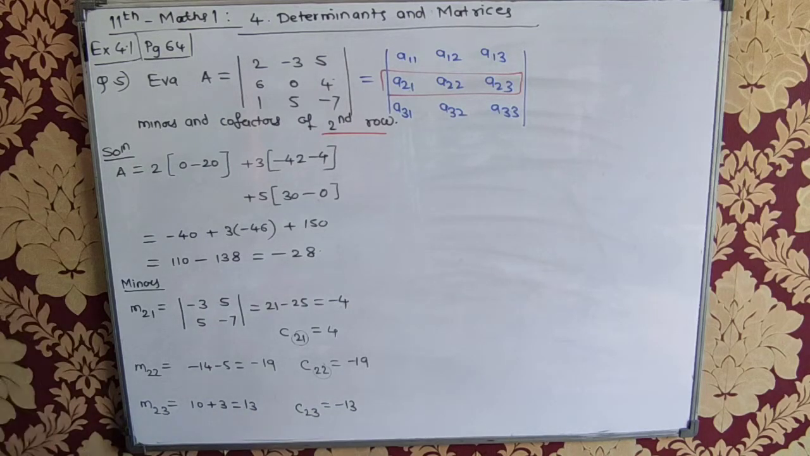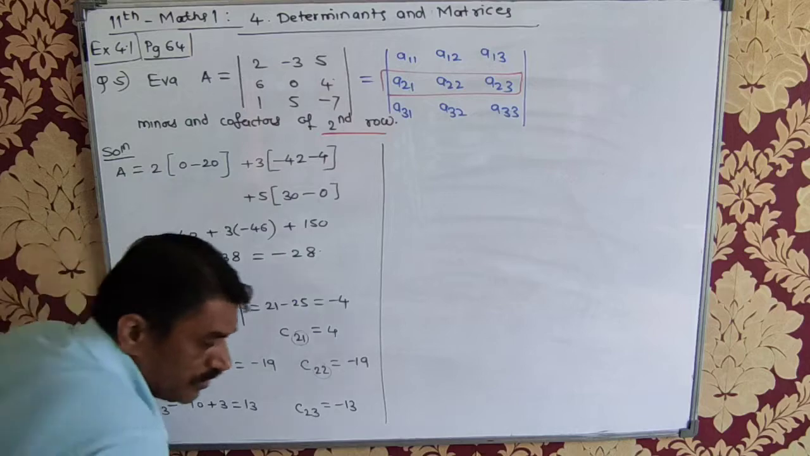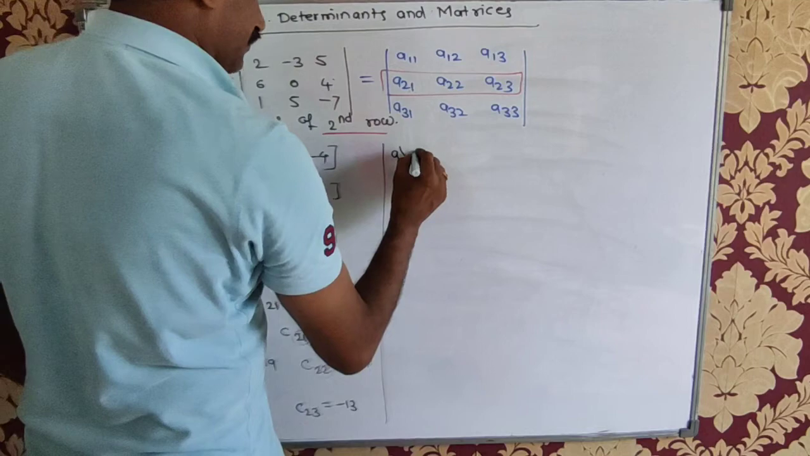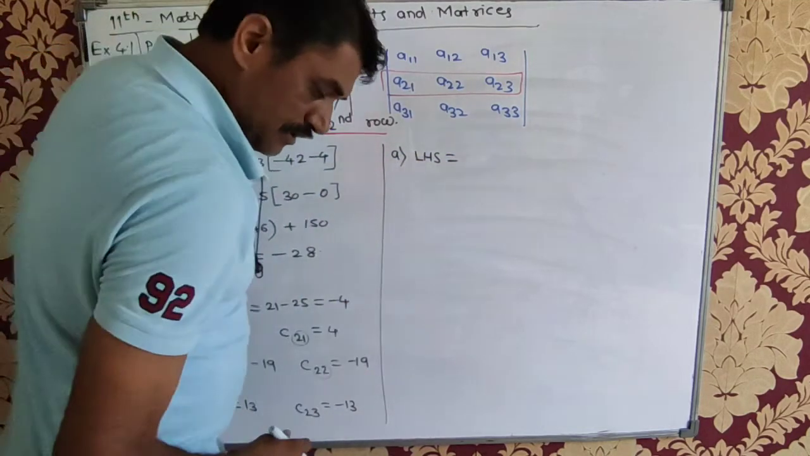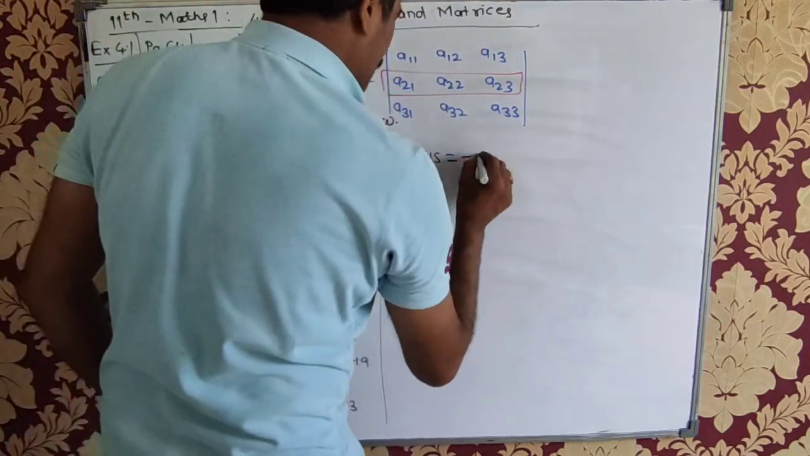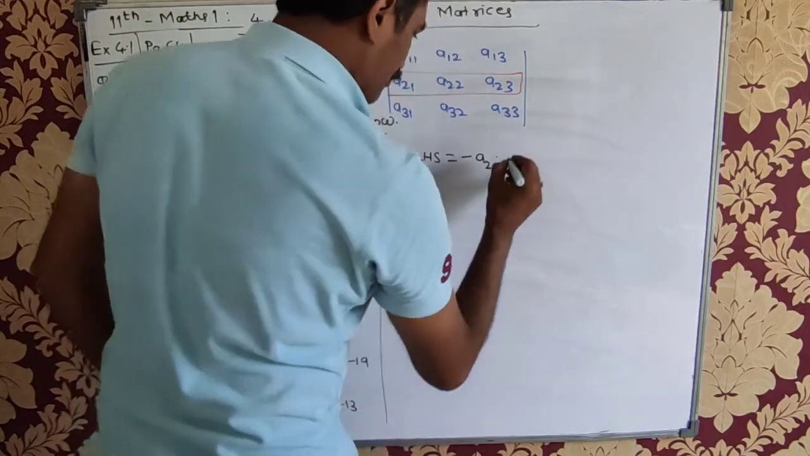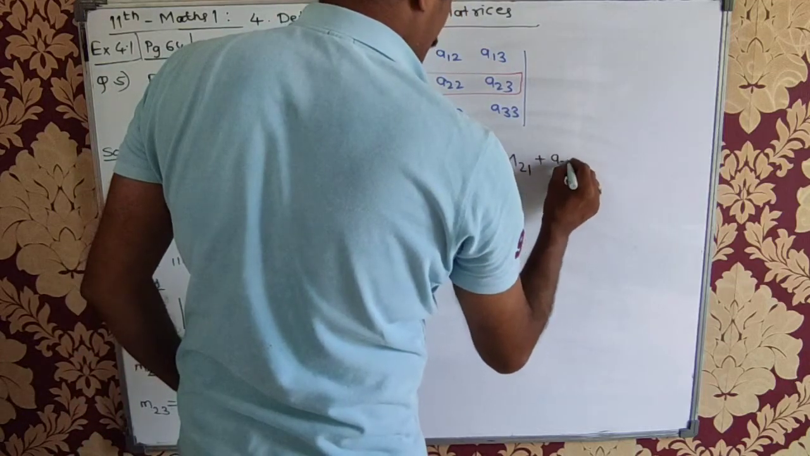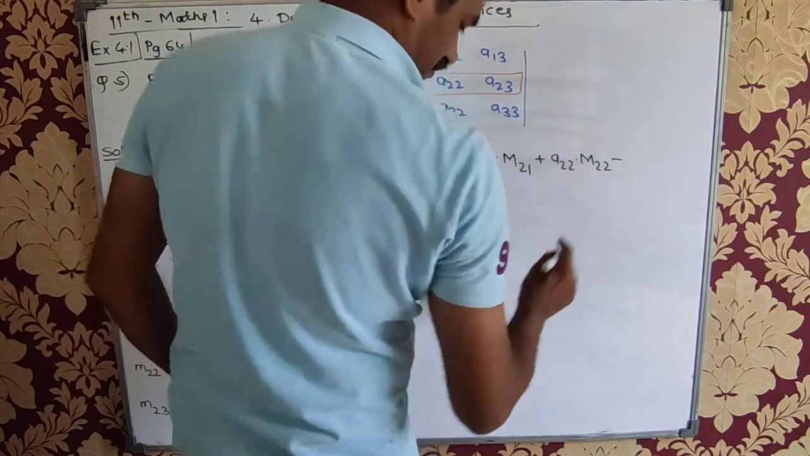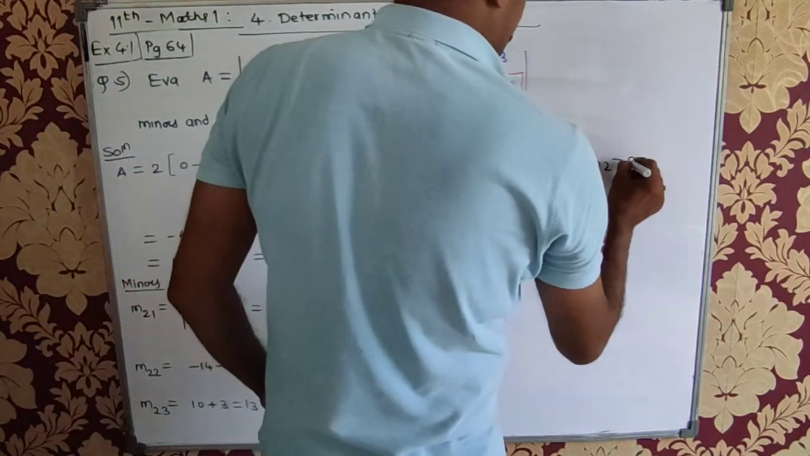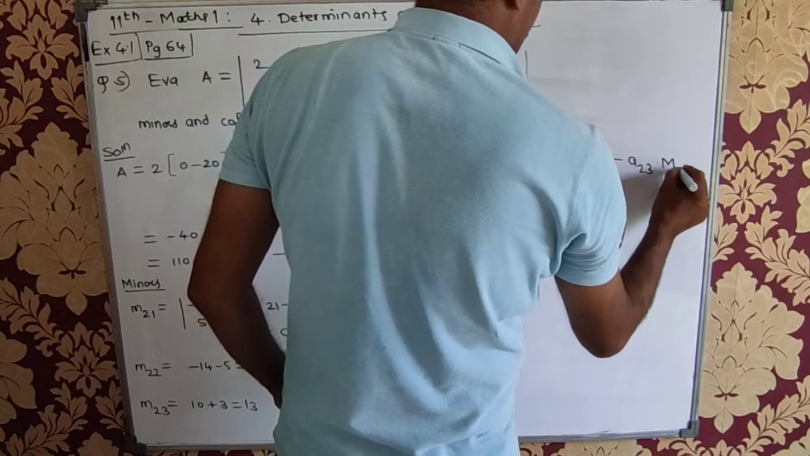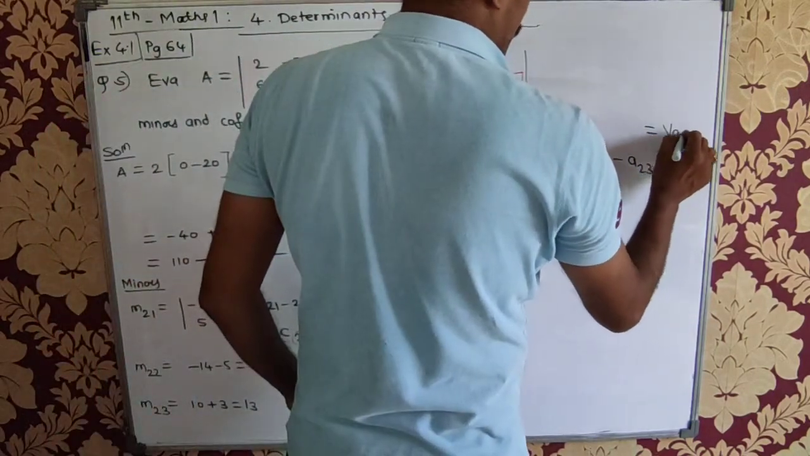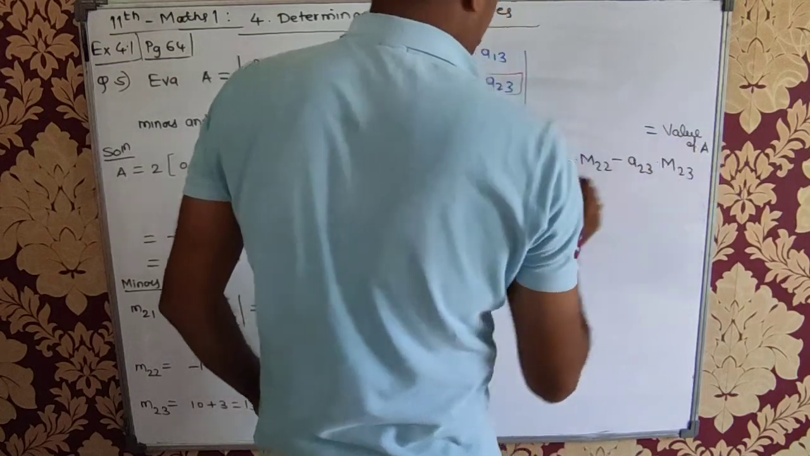Any doubts about that? What else they want us to prove? They say in the first part, what is LHS saying? A21 into M21 plus A22 into M22 minus A23 into M23 is equal to, they are saying value of A. ऐसा बोल रहे हैं, value of A. ये प्रूव करना है. Let's check this now.